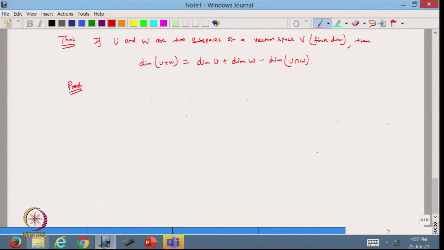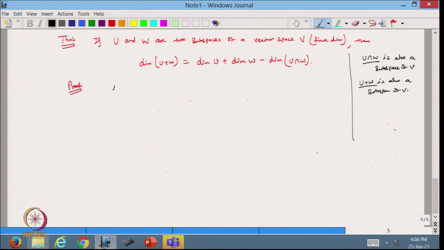So, in this way we can find out directly the dimension of U plus W, because we already know that U intersection W is also a subspace of V, and we also know that U plus W is also a subspace of V. So, those two things we already know. So, this condition will hold. So, let us do the proof for this one.